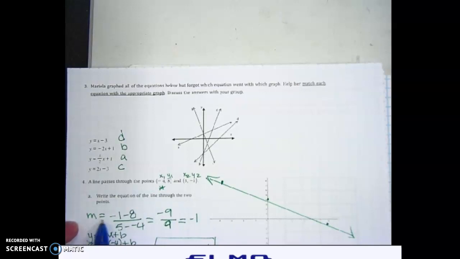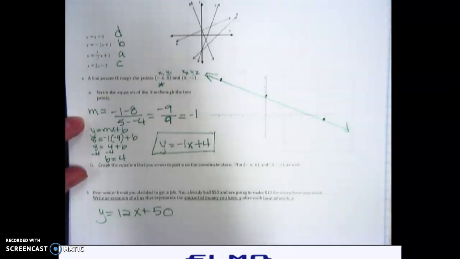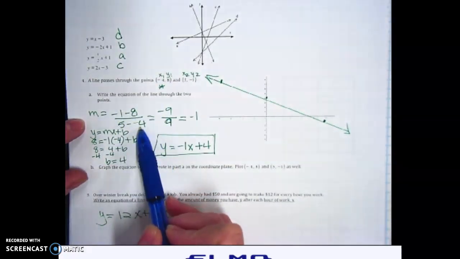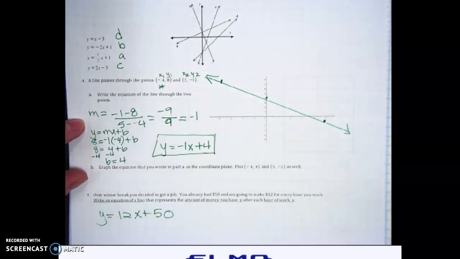Question number 4, a line passes through the points -4, 8, and 5, -1. I found the equation by first finding the slope. So I took y2 minus y1 over x2 minus x1, simplified it down to -9/9, which reduces to -1.